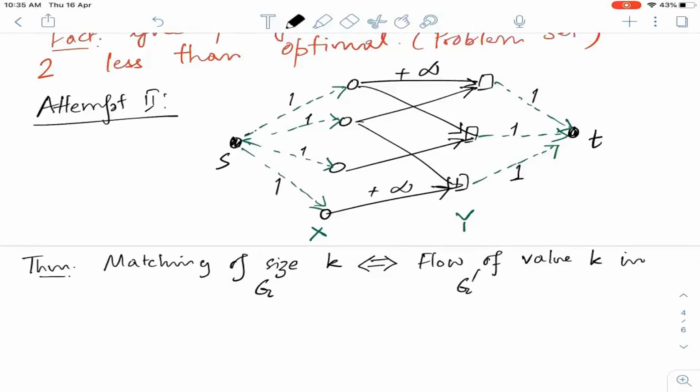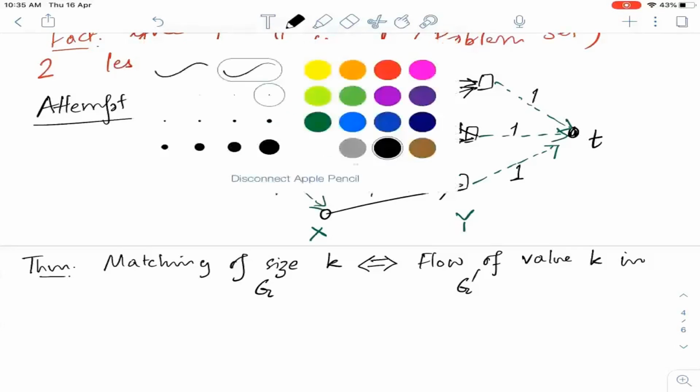And if we can prove this theorem, then we are done essentially, right? Because then the maximum value of the left-hand side will be exactly equal to the maximum value of the right-hand side. So let's quickly see why this theorem is true. I'm not going to do a formal proof. I think the proof just writes itself.